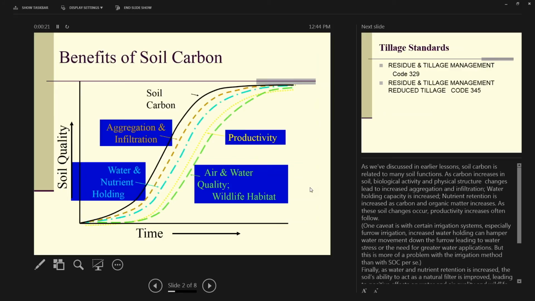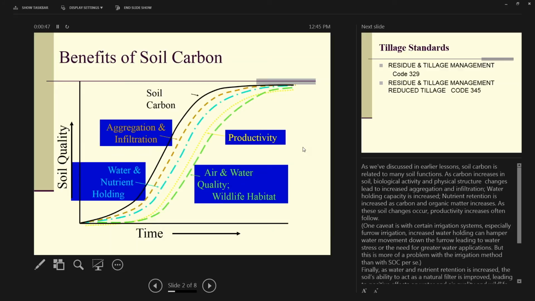Some of the things that we really want to pay attention to is over time with no tillage, our soil quality goes up. And I told you it takes 6 years. Every single year there's a major increase in the value of no-till. So this one is demonstrating that. The aggregates, the infiltration rates go up. So the nutrient holding, water and nutrient holding capacities increase.